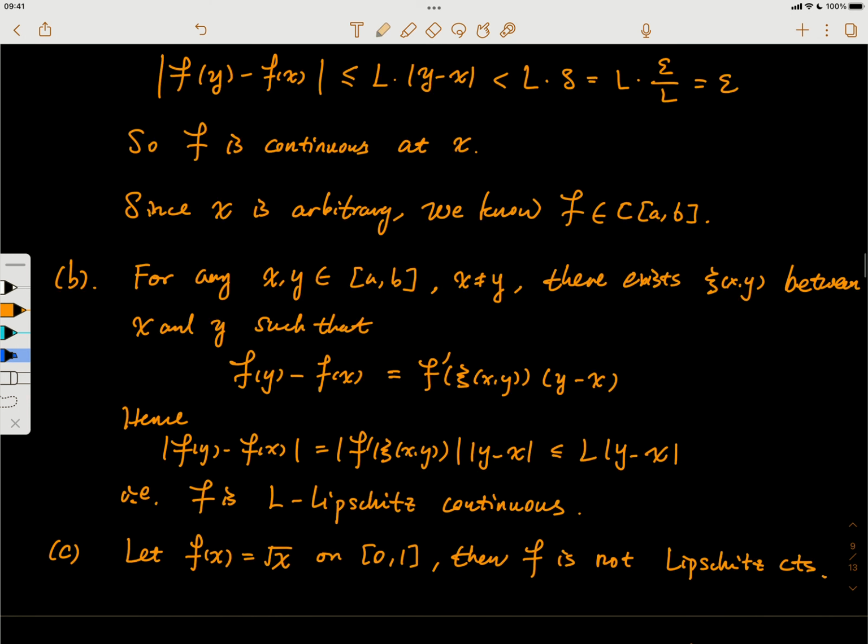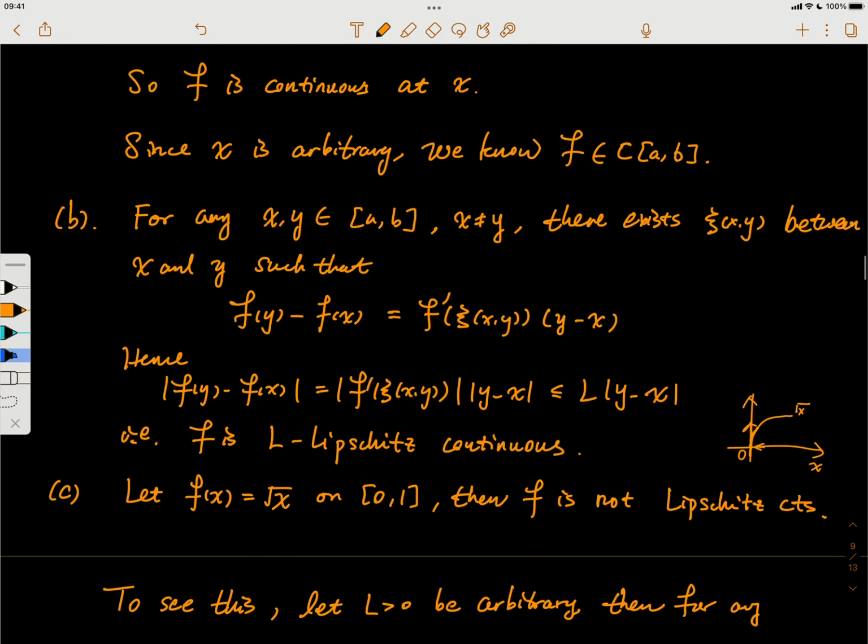So the idea is this. If you look at this function, the square root of x looks like this, right? You can see that the tangent line is actually vertical at the point 0. So this is x, this is the square root of x. That means the derivative can be infinitely large when your point is really close to 0 from this side. When you're getting closer and closer to 0, the derivative is actually unbounded. And this is how we're going to use this fact.